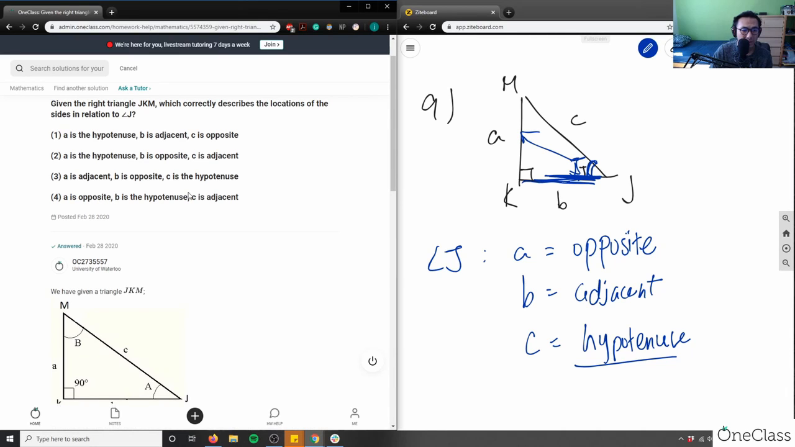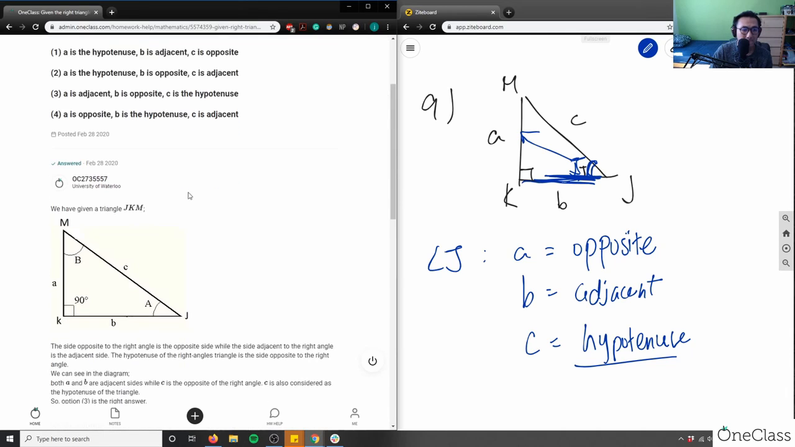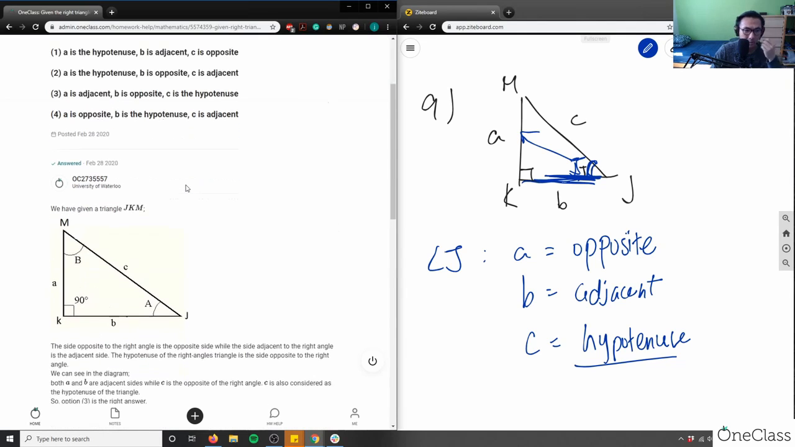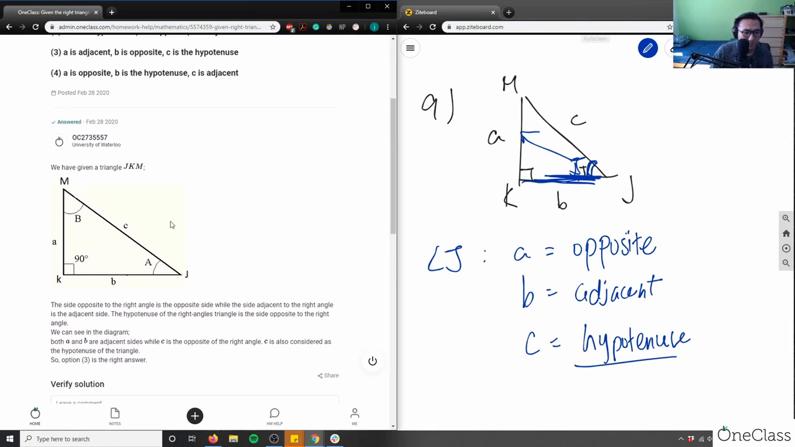In relation to angle J, right? B is opposite angle J. Wait, this is in relation to angle J. None of these answers are correct. Hold up. Let me see their solution here.